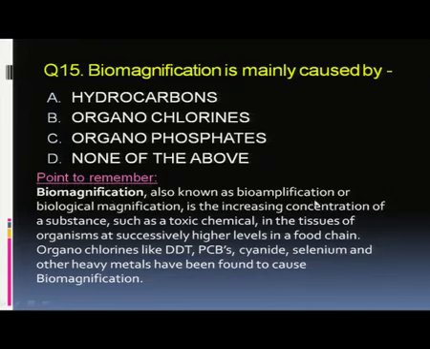Biomagnification, also known as bioamplification or biological magnification, is the increasing concentration of a substance such as a toxic chemical in the tissues of organisms at successively higher levels in a food chain. Organochlorines like DDT, PCBs (polychlorinated biphenyls), cyanide, selenium and other heavy metals have been found to cause biomagnification. So, the correct answer here will be B, organochlorines.